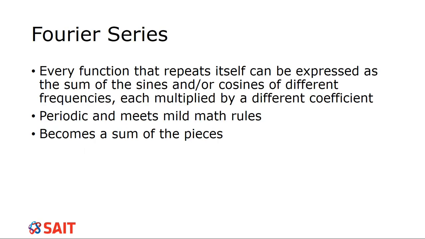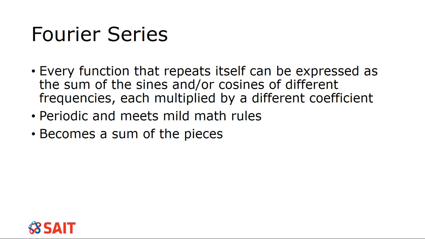There are two components to the Fourier analysis. One of them is the Fourier series, which is the first one that everyone tends to learn. The idea behind the Fourier series is that every function that repeats itself can be identified as the sum of the sines and/or cosines of different frequencies, each multiplied by a different coefficient. A linear function, basically, except you have sines and cosines. The rule is that it must be periodic, which means that it repeats, and there are some basic math rules but I'm not going to get into them here.